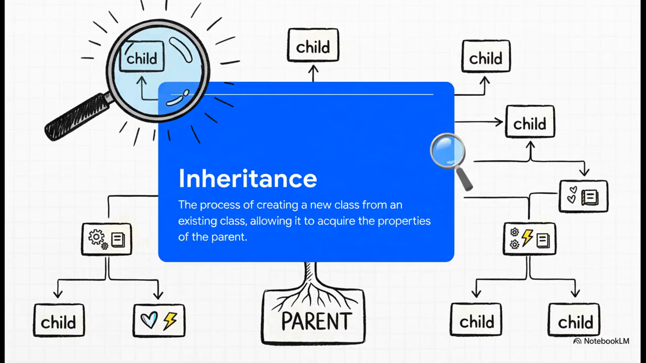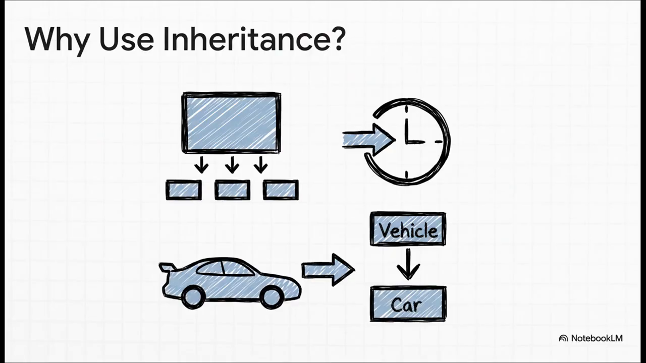Okay, so how do we escape this nightmare factory? Well, the first big tool we're going to talk about is inheritance. Honestly, the best way to think about it is like a family tree for your code. Instead of building every single thing from scratch, you create a new class, let's call it a child, that automatically gets all the features and behaviors from an existing parent class. And just like that, we've solved our car factory problem.